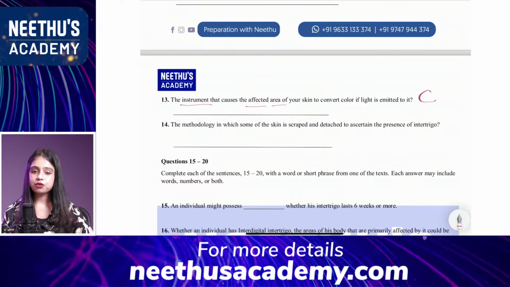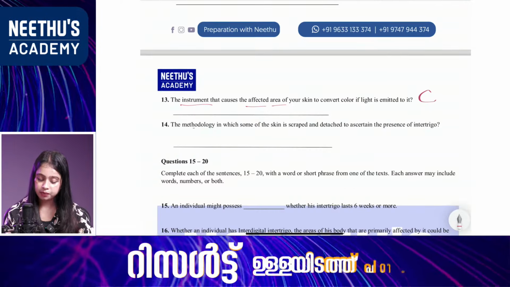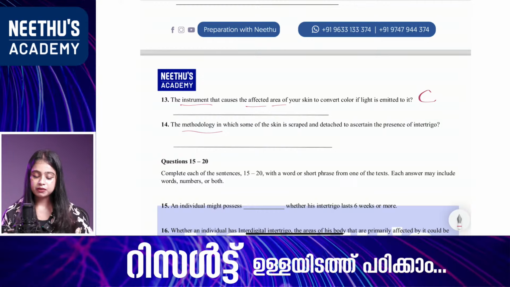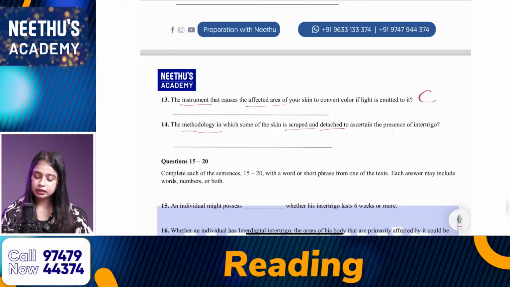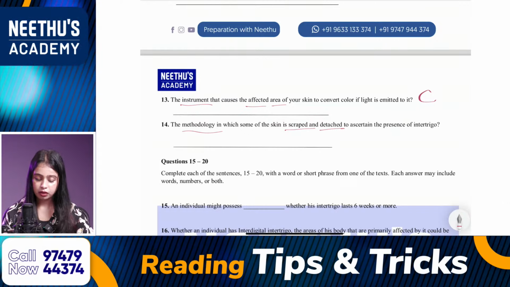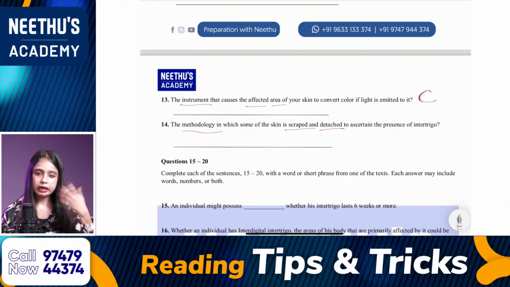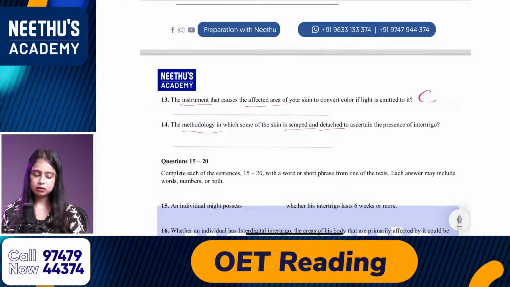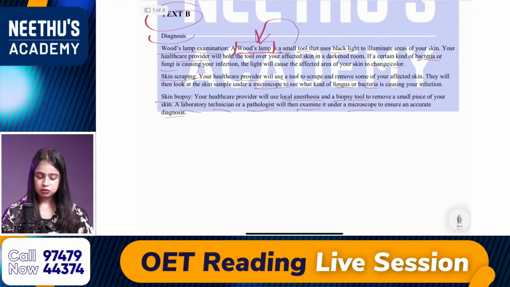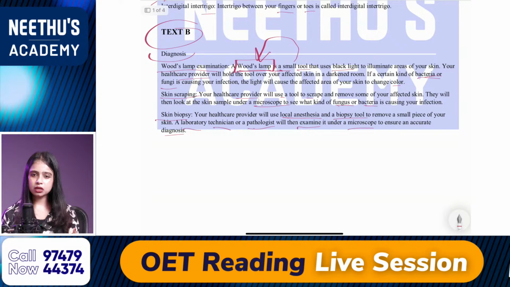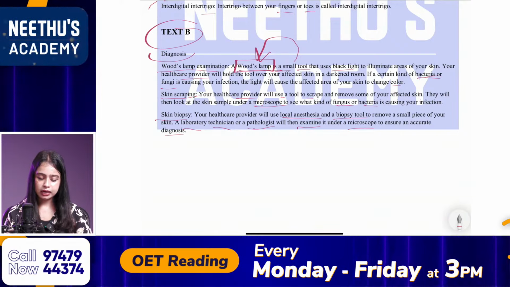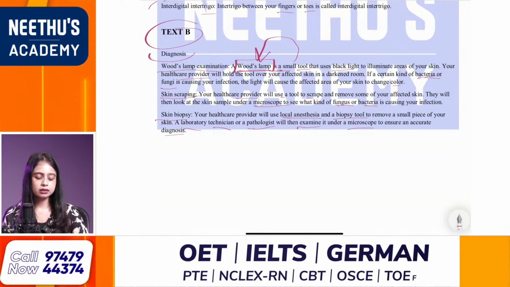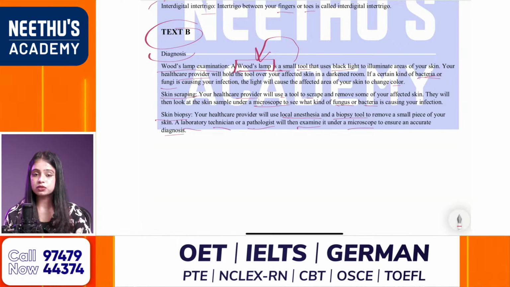Then 14th one, the methodology or the procedure in which some of the skin is scraped and detached, removed to ascertain the presence of intertrigo. So what procedure? Again, the method, that's from text B. So, what method is used to remove the skin? Okay, so very direct answer, right? Okay, Suji, it's Wood's lamp. Okay, Renu, Wood's lamp.